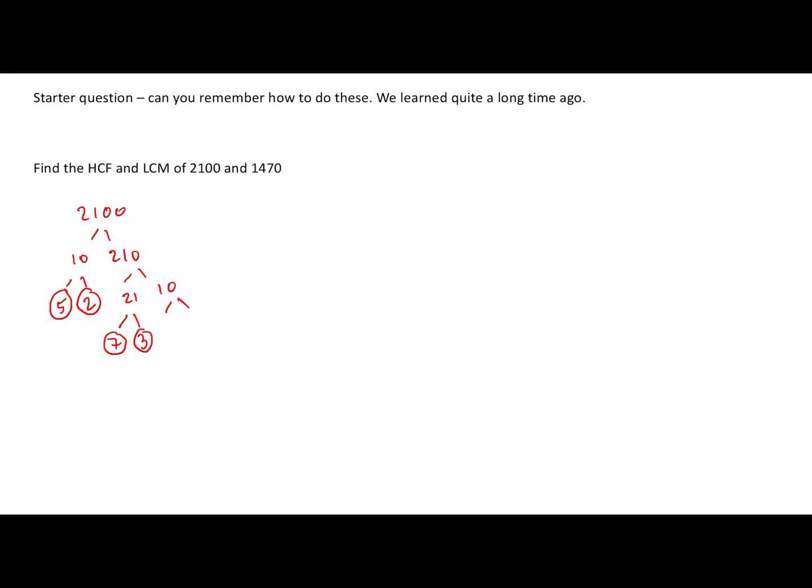Okay, we can go 21 and 10 again. Is 21 a prime number? No. What about 7 and 3? Well, 7 and 3 are prime numbers. And 10 is not a prime number, so let's go 5 and 2. Again, so 2,100 can be written as a product of prime factors: 2 times 2 times 3 times 5 times 5 times 7.